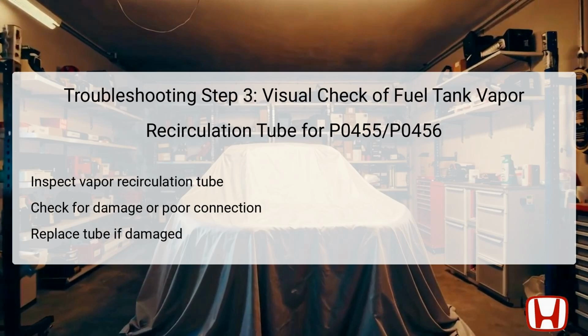In the third troubleshooting step, a visual inspection of the fuel tank vapor recirculation tube is performed. This tube is responsible for channeling fuel vapors back to the fuel tank, and any damage or poor connections can lead to leaks. If the tube is found to be in good condition, move on to the next step. However, if there is any sign of damage or a poor connection, the tube must be replaced to maintain the integrity of the EVAP system. Ensuring all connections are secure and the tube is intact is crucial for reliable operation and to prevent vapor leaks.